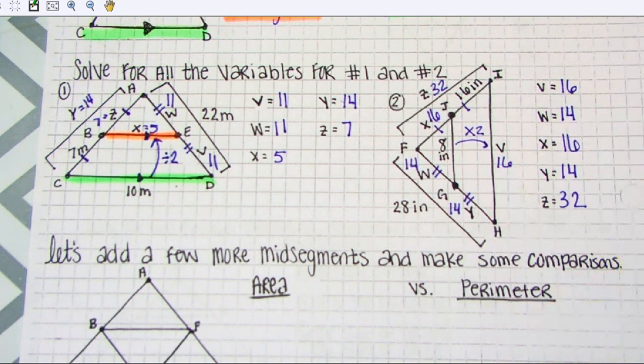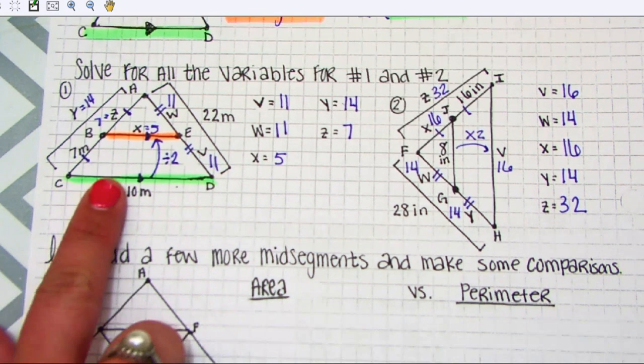So things you need to be aware of. On your problems, look for the mid-segment. Remember, mid-segment is always the smaller one. So if I'm going out, I need to multiply by 2. If I'm going in, like in the first one, I divide by 2.